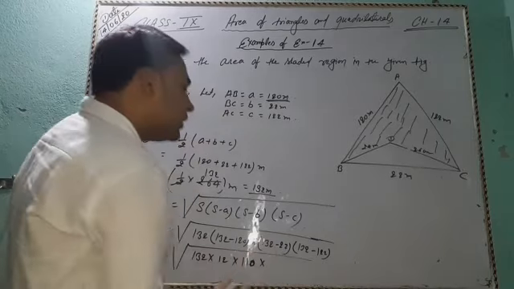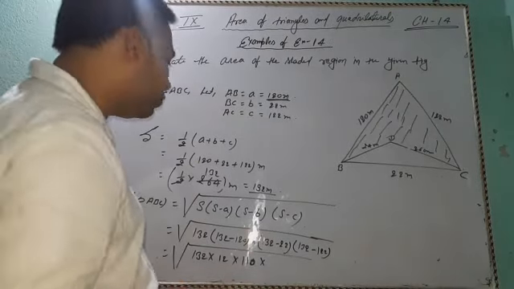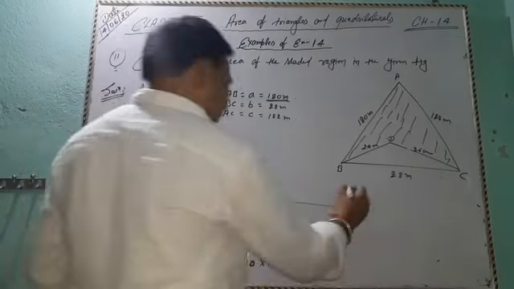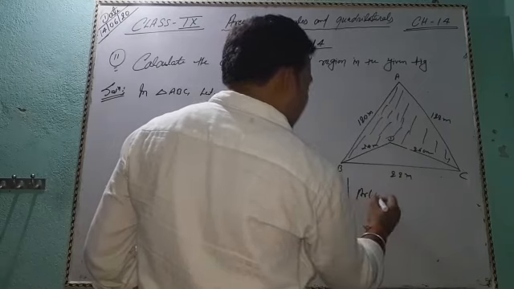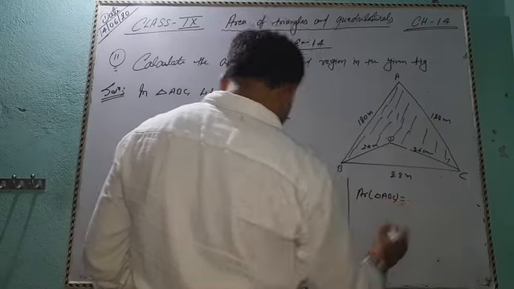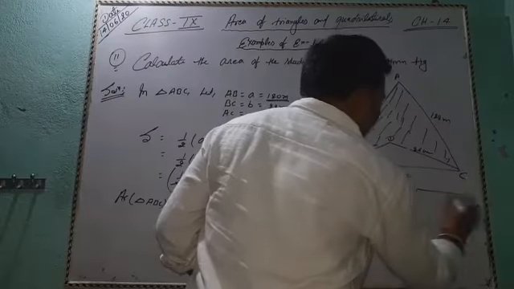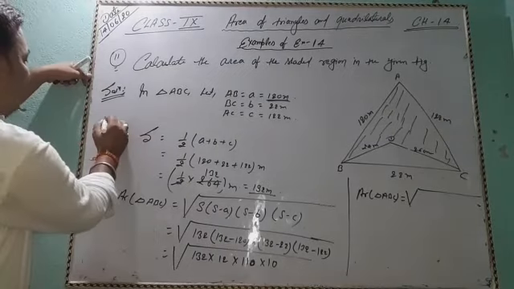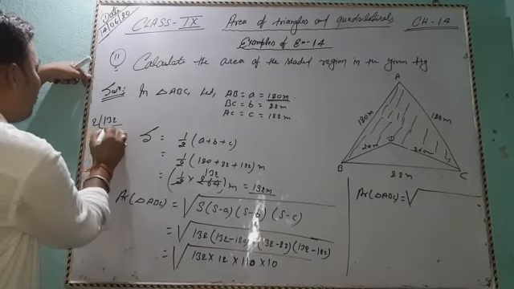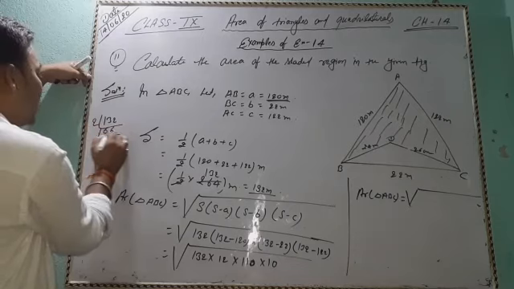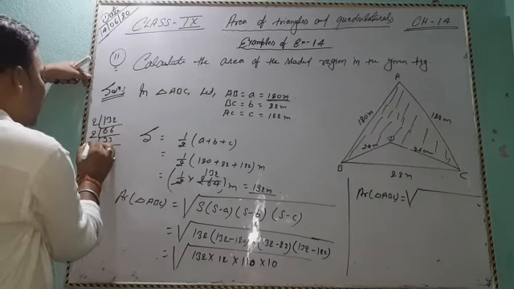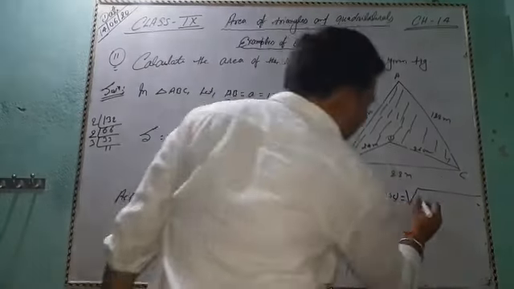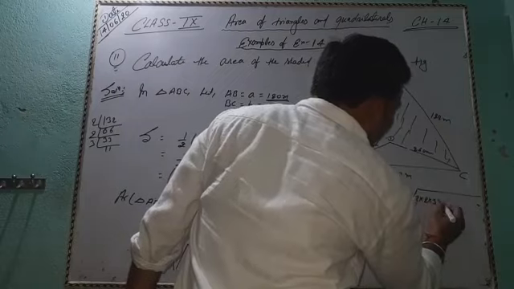110 multiply 132 minus 122, so this is 10. Okay, so area of triangle ABC equal to root under 132. We find the prime factor of 132. 2 6 is 12, 2 33, 3 11. Okay, 2 multiply 3 multiply 11, 2 multiply 3 multiply 11.